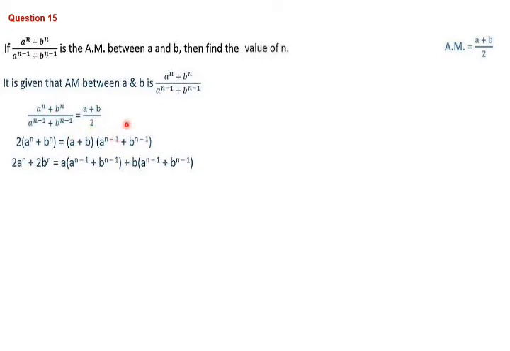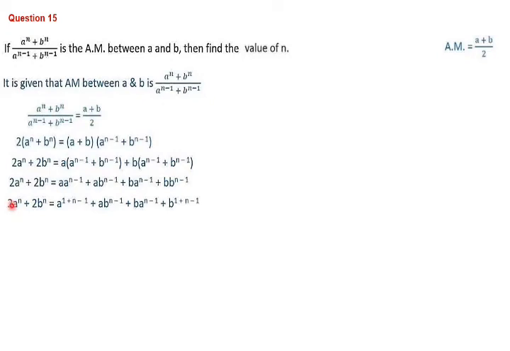Okay, first into this bracket, a^(n-1) + b^(n-1), plus second term into this bracket, b into a^(n-1) + b^(n-1). 2a^n + 2b^n is equal to, multiplying each term, a into a^(n-1) plus a into b^(n-1) plus b into a^(n-1) plus b into b^(n-1).